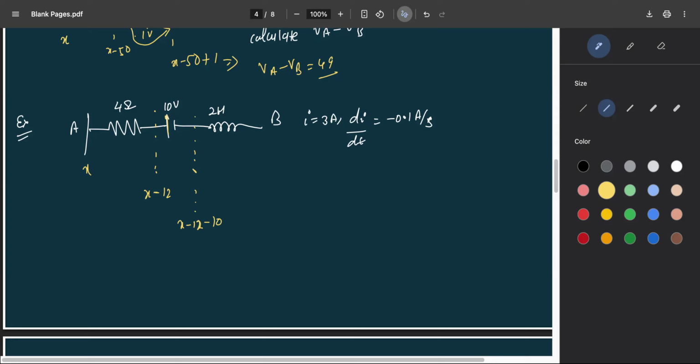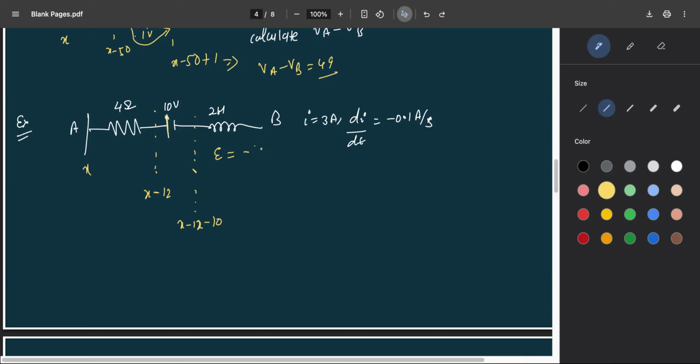Is this clear, Kirtan? Yes. Okay, makes sense. Anything else we are left with? No, that's the only thing. Now you are having henry, right? So what you need to see is simply E equals negative of L di by dt.